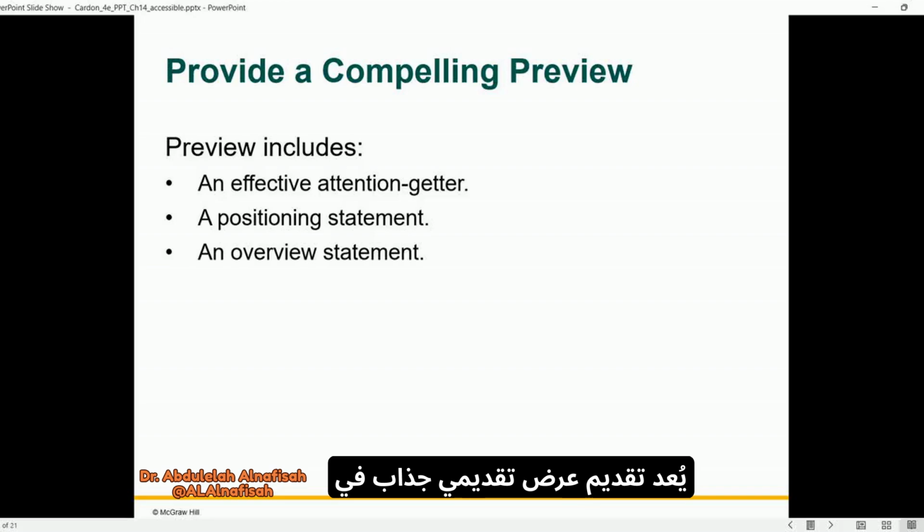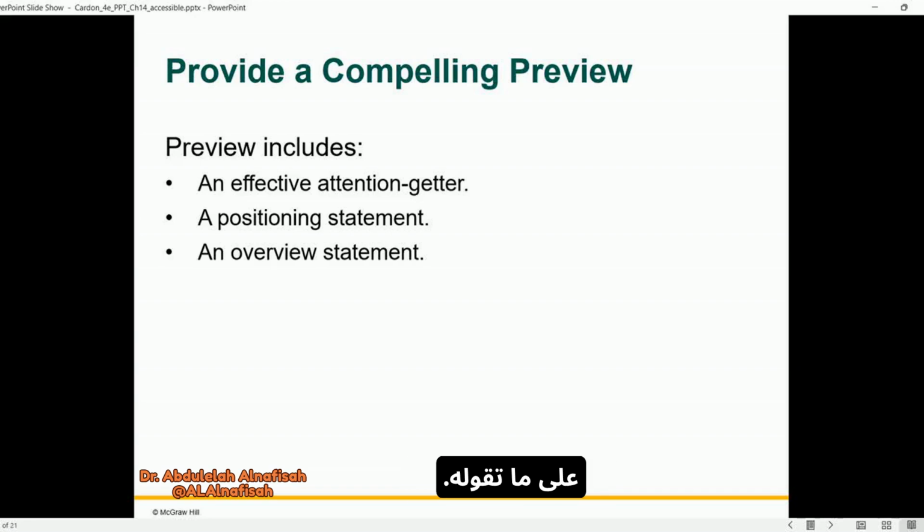Providing a compelling preview at the beginning of your presentation is vital because it shapes how your audience perceives both you and your message. Audiences often form quick judgments within the first few minutes about whether they will listen, find value, and potentially act on what you say.